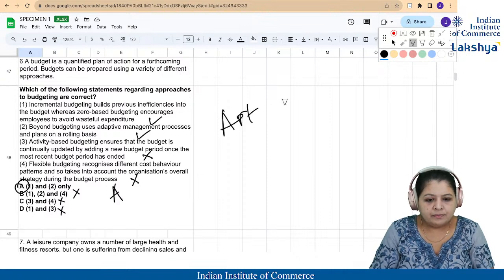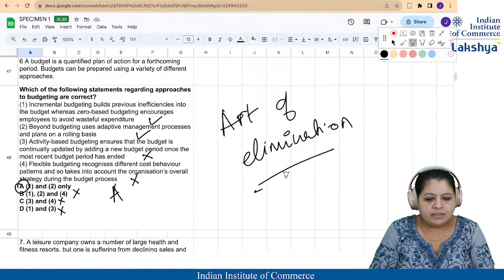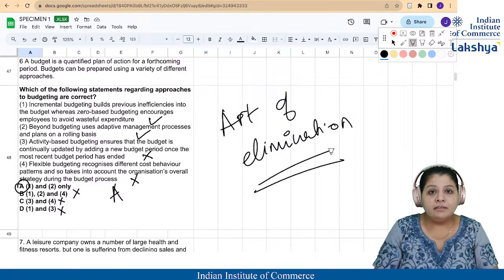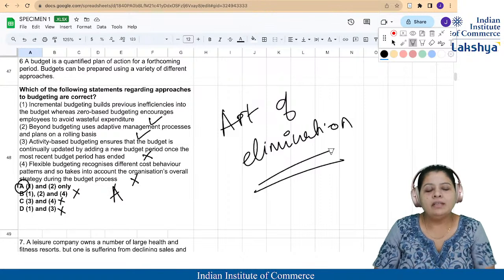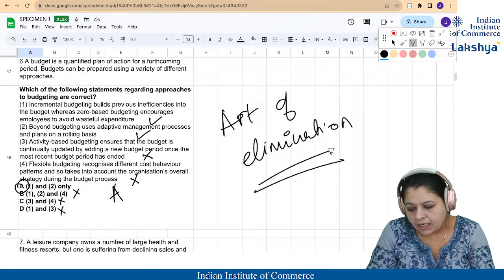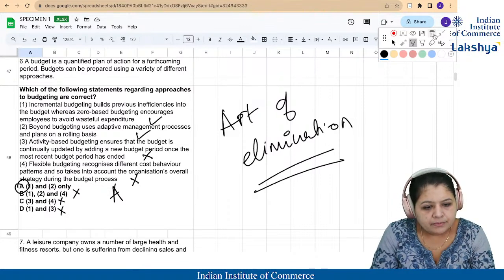Art of elimination makes things faster in your theory and assures that you are almost accurate in your answer. Let's go to the next one.